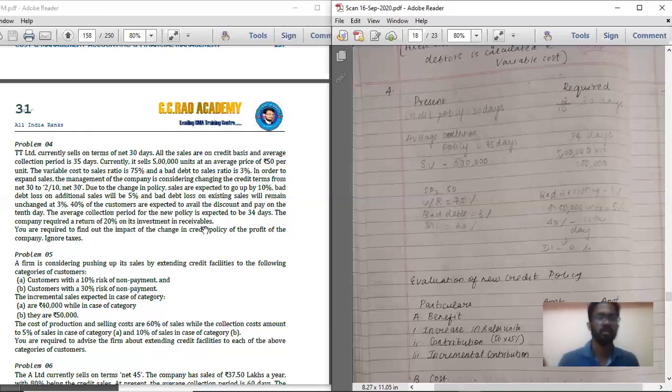For the old policy, the collection period is 35 days, and for the new policy, it is expected to be 34 days. So we should go with the total number of days. We should not go with the months. We should go with the days.